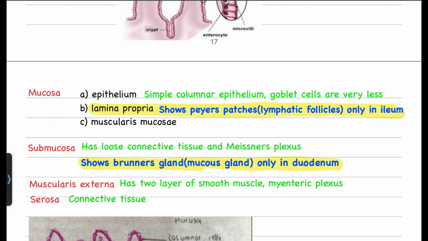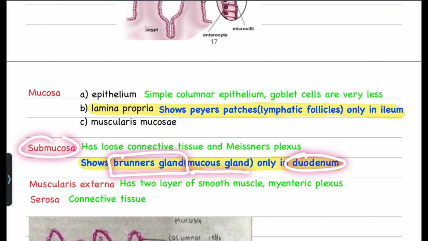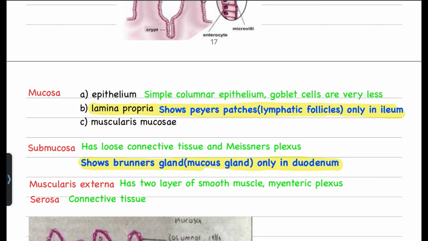And we have muscularis mucosae. Submucosa contains loose connective tissue, mesenteric plexus, etc., as we have seen. And the most peculiar point is Brunner's gland, which are nothing but mucous glands, present in the duodenum in the submucosa. Muscularis externa has 2 layers of smooth muscle, and mesenteric plexus. Serosa has connective tissue.